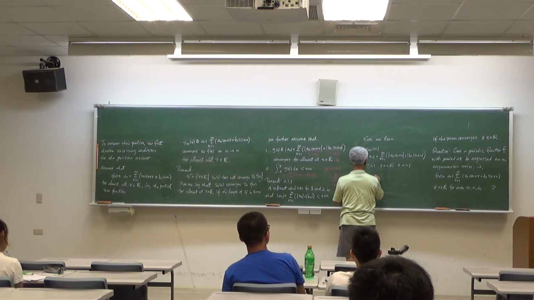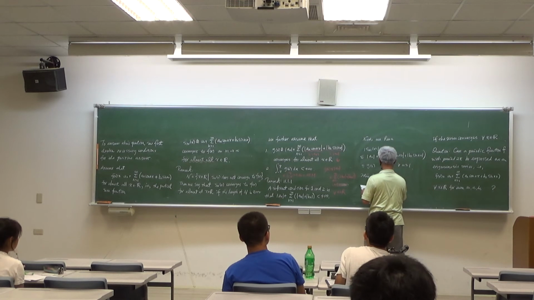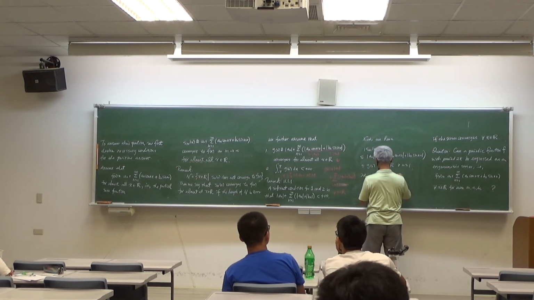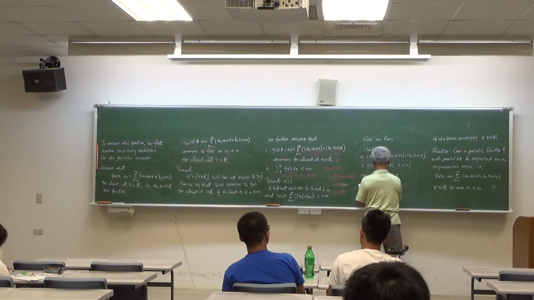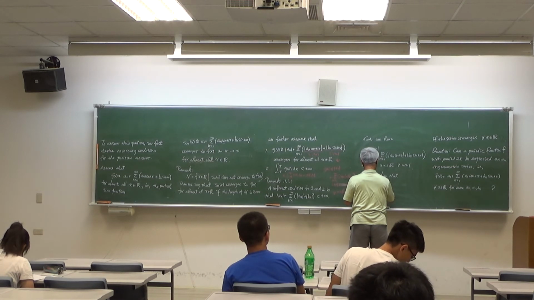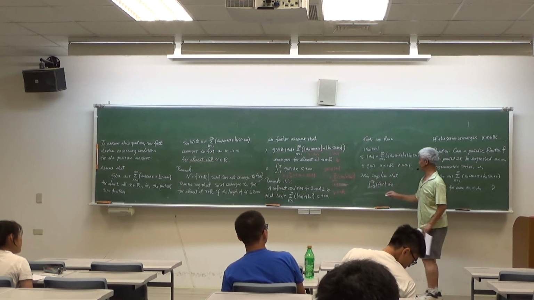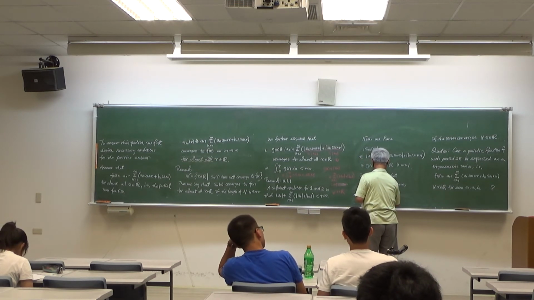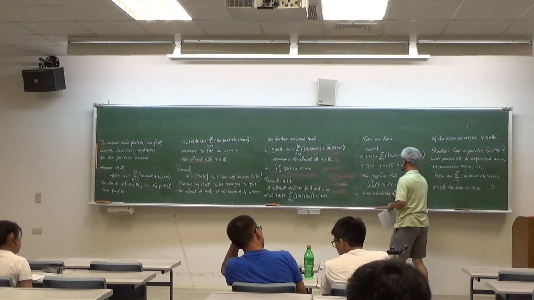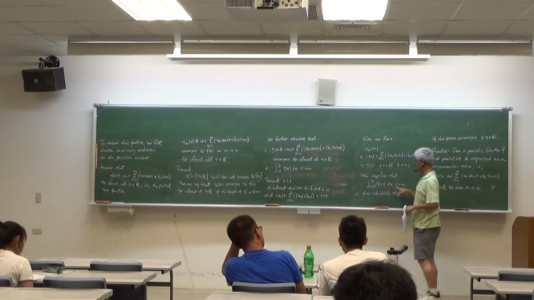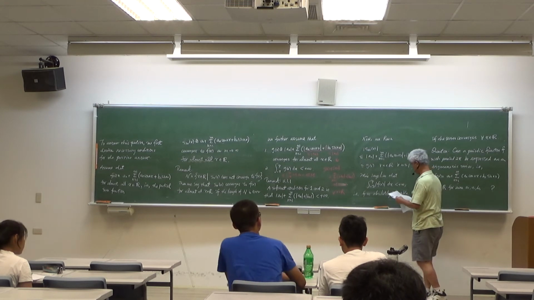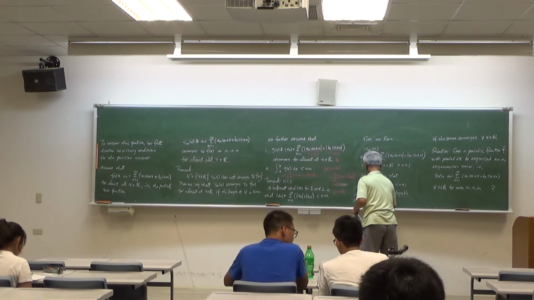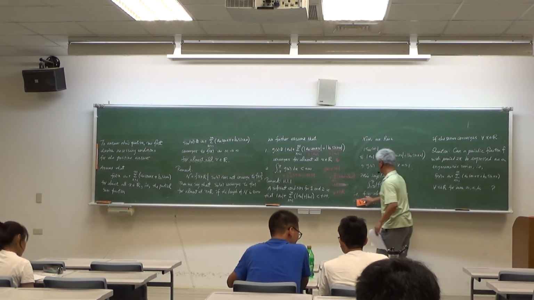Then this implies that the integral of the absolute value of the function over one period is finite, i.e. f is absolutely integrable, because we take the absolute value. Because this integral is finite, we say f is absolutely integrable over a period from minus pi to pi.